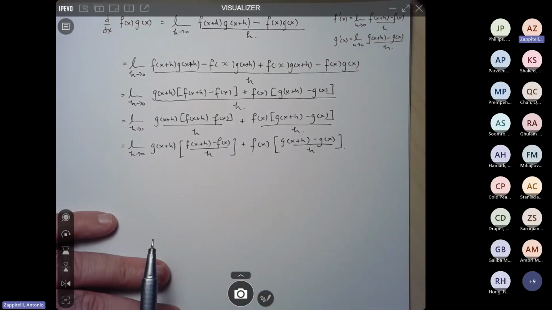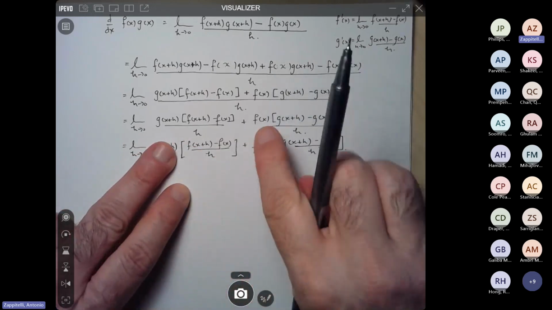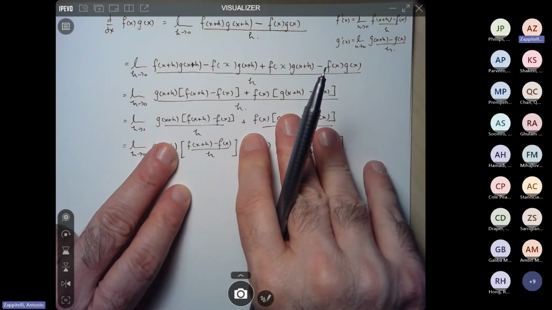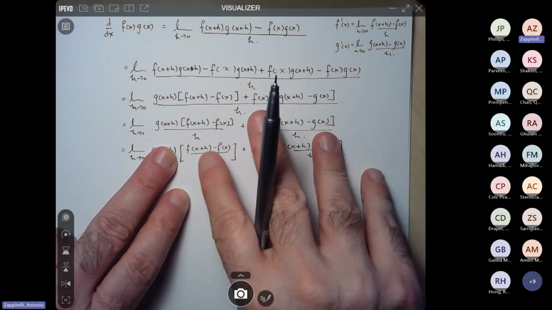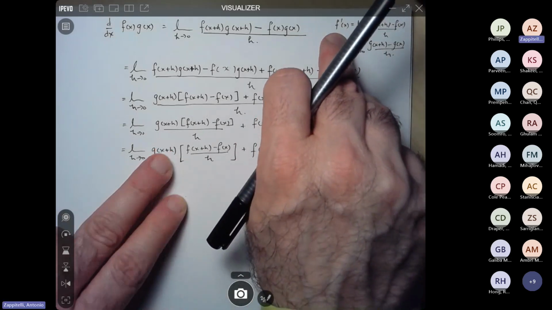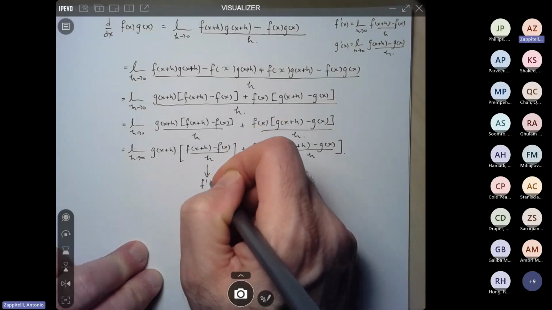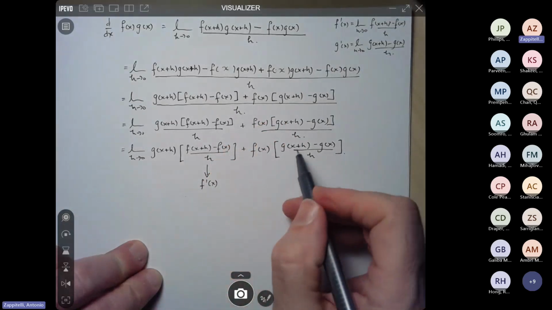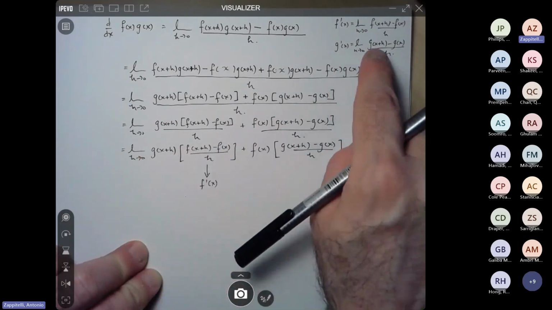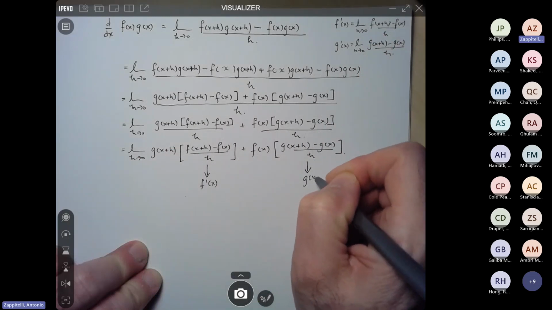Okay, let's see. If I look at just this part, what is that approaching? What is the limit of f at x plus h minus f at x all over h? What is this equal to if I take this limit? It's just f prime at x. So this is approaching f prime at x. Same thing here. When I take the limit as h approaches 0, this just approaches g prime at x.